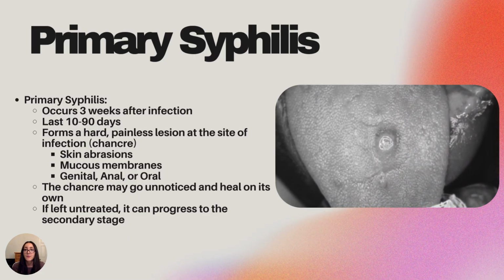So syphilis progresses through 4 different stages that produce unique signs and symptoms. Primary syphilis usually appears about 3 weeks after infection and can last anywhere from 10 to 90 days. It's characterized by a hard, painless lesion called a chancre, which forms at the site of the infection. And this can be on skin abrasions or mucous membranes in the genital, anal, and oral area, like the one seen here on the tongue. Because the chancre is painless, it can go unnoticed and can even heal on its own. However, if the infection isn't treated, it can progress to the secondary stage of syphilis.